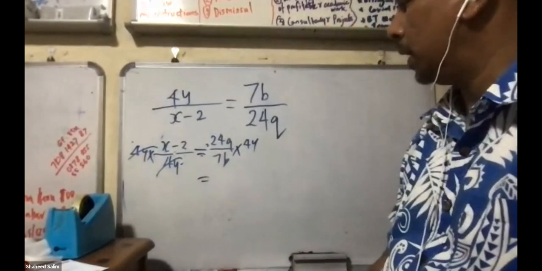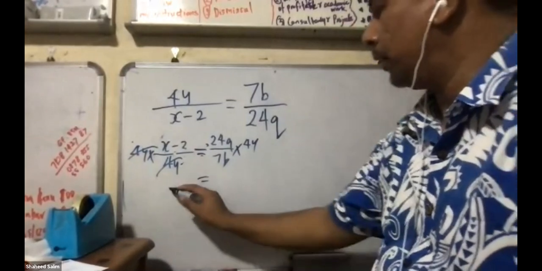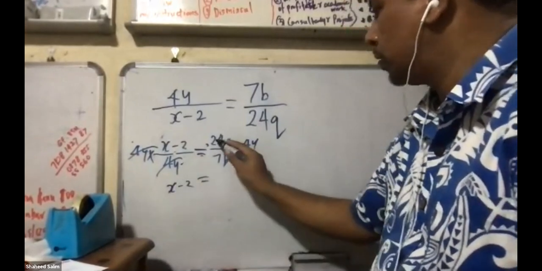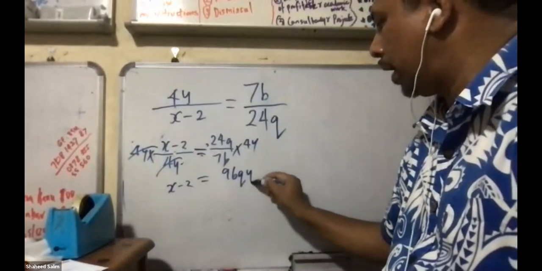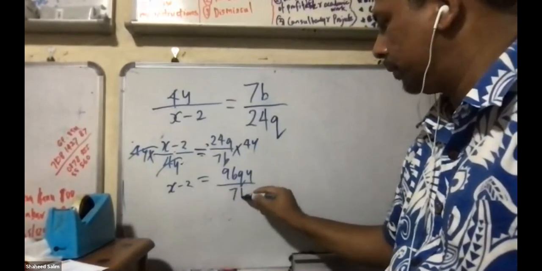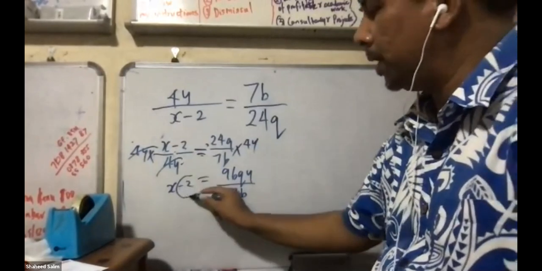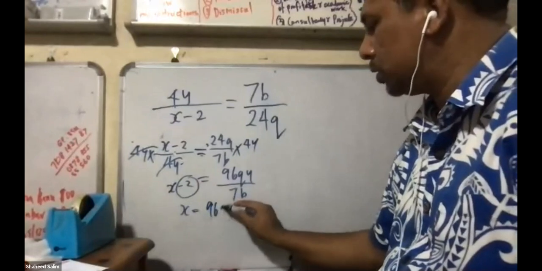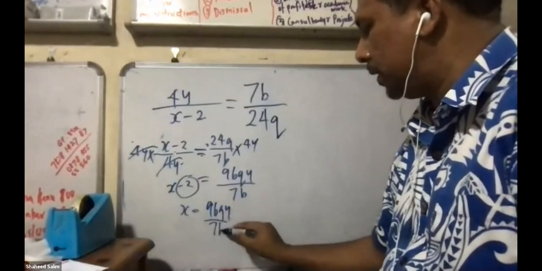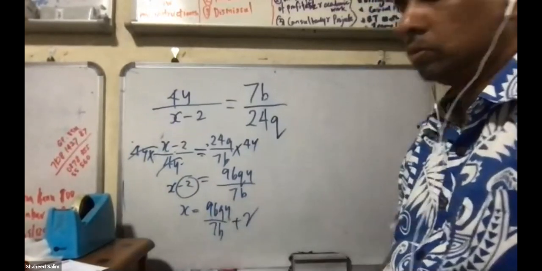So then down here now, we have x minus 2. If you times together, 24 times 4, you get 96qy over 7b. Then you bring the minus 2 over. x equals 96qy over 7b plus 2.